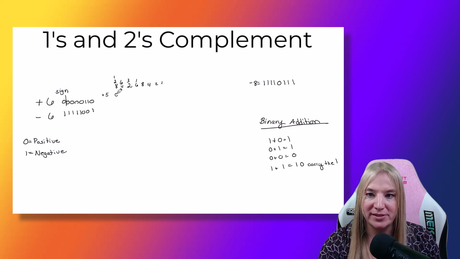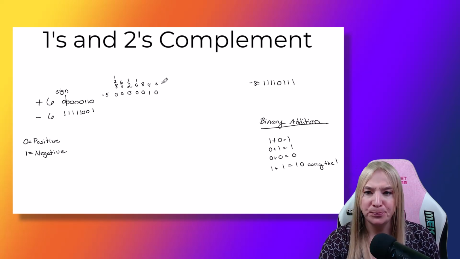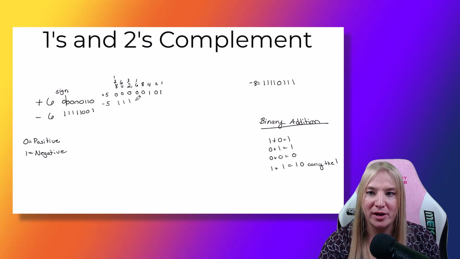So 0, 0, 0. None of these numbers can go into 5. 4 can, so we're going to subtract. Subtract 4 from 5 leaves us with 1. 2 can't go into 1. 1 can't go into 2, rather. 1 can't go into itself, so we're going to put a 1 there. And this becomes our number for 5. We're going to invert this. So -5, rather, will be 1, 1, 1, 1, 1, 0, 1, 0.